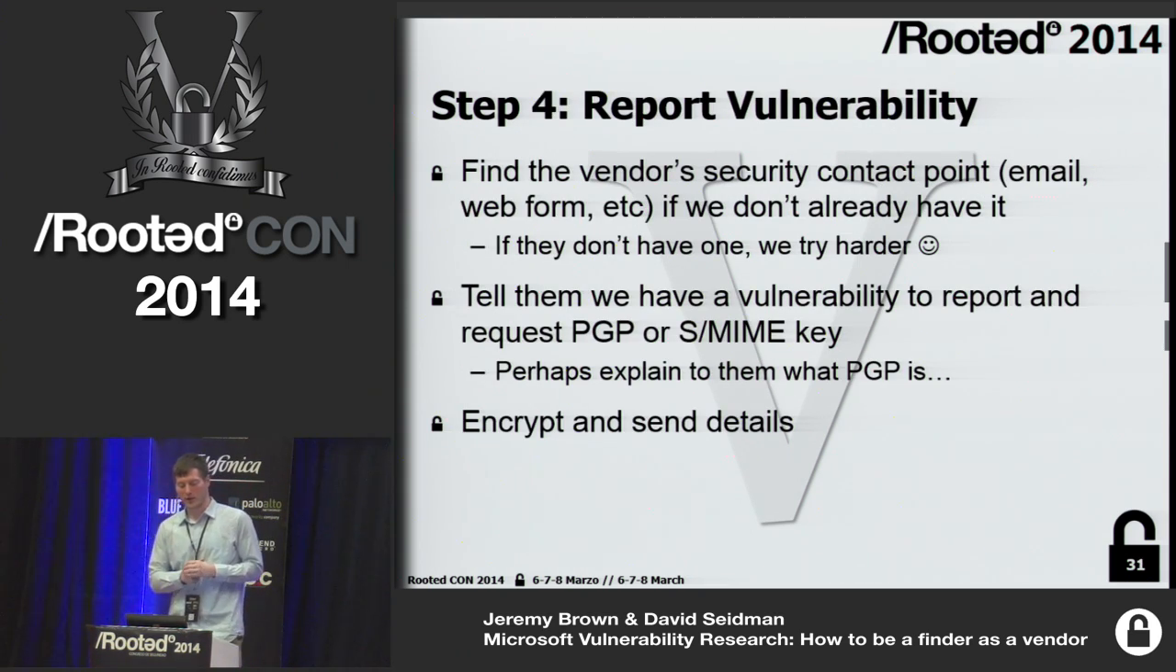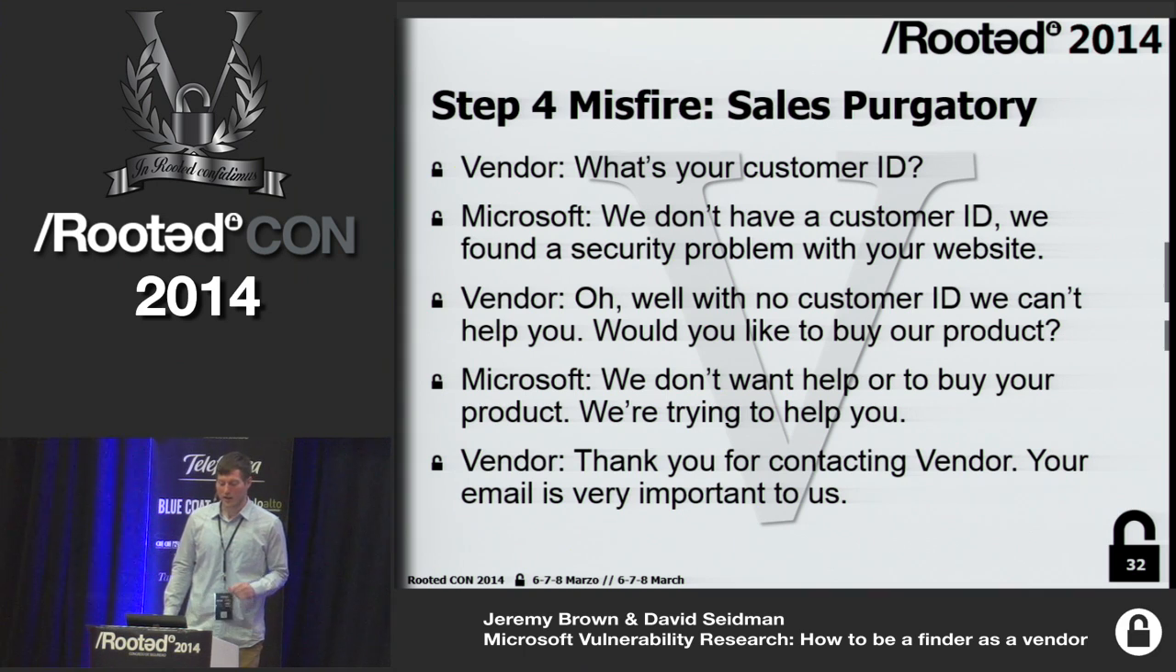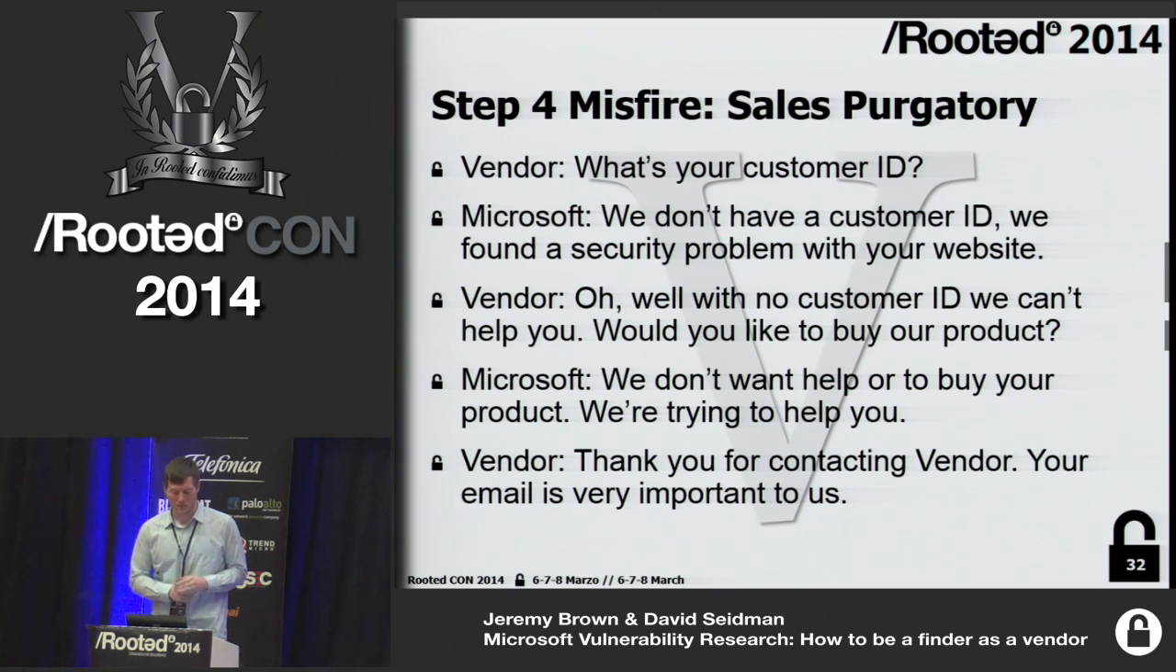Step 4, report the vulnerability. We have security contacts, like I said, from the vendors. Send them the details, encrypt it. Hopefully they're using encryption. Perhaps explain to them what PGP is, if necessary. And then make sure we're safe when we do share the information. Misfire. Send an email to the company. What's your customer ID? We don't have one. Well, we can't really help you. So that's unfortunate, and I actually think there are some examples of that happening before. So finding the right person, having a security contact, is important in these cases as well.